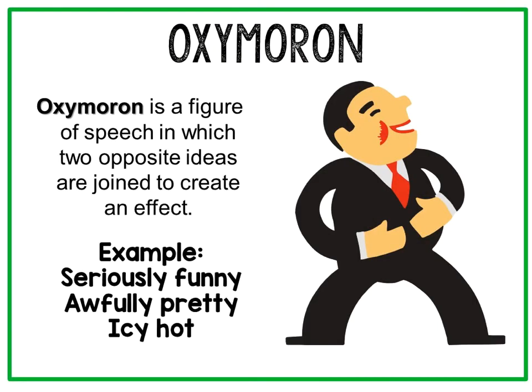An oxymoron is a figure of speech in which two opposite ideas are joined to create an effect. An example would be seriously funny, awfully pretty, or icy hot. Individually, these words would be the opposite of each other, but together they give you the emphasis on something else.